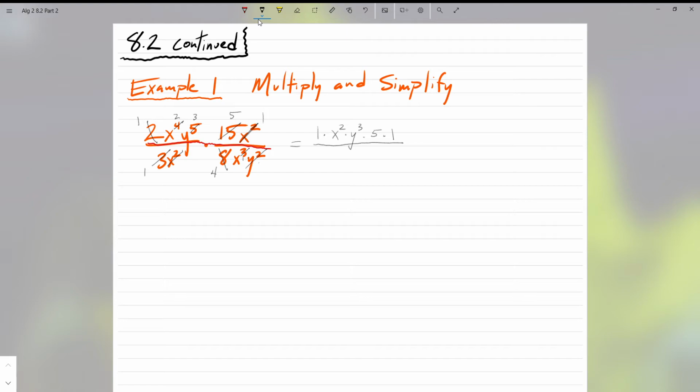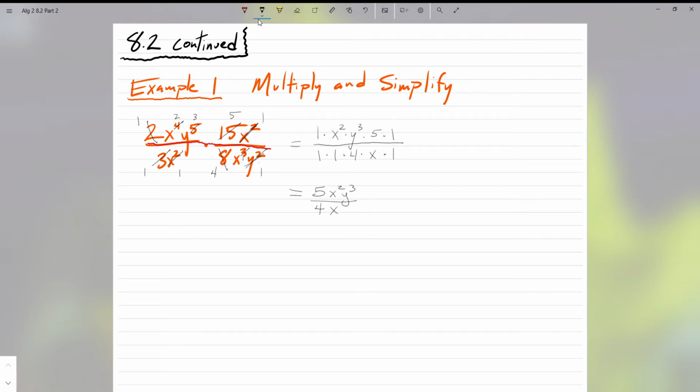On the bottom, I've got a 1 times this x squared that was reduced is a 1 as well, times a 4 times x to the first times, and then this y squared that was canceled is a 1, so times 1. And if I try to simplify this, I have 1 times 5 times 1, x squared, y cubed. On the bottom, I've got 1 times 1 times 4 times 1, and then I've got x to the first.